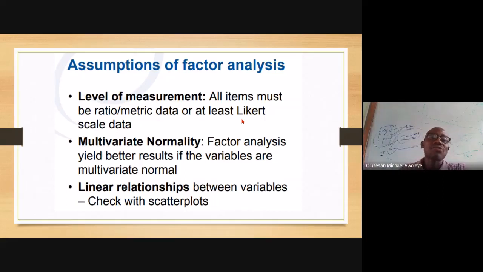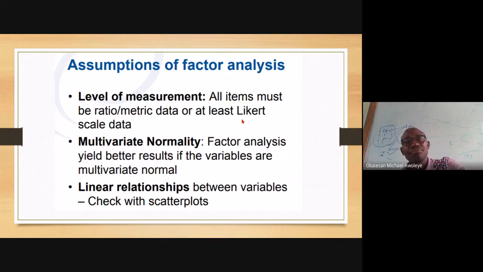Now, these are the assumptions for factor analysis. Level of measurement: all items must be ratio or metric data, or at least Likert type scale. What do you think this is saying? Levels of measurement, because you must measure your items, your variables. How do you ensure that this is in line with what is required? The requirement for factor analysis is that your items must be ratio or metric. What's another name for that?